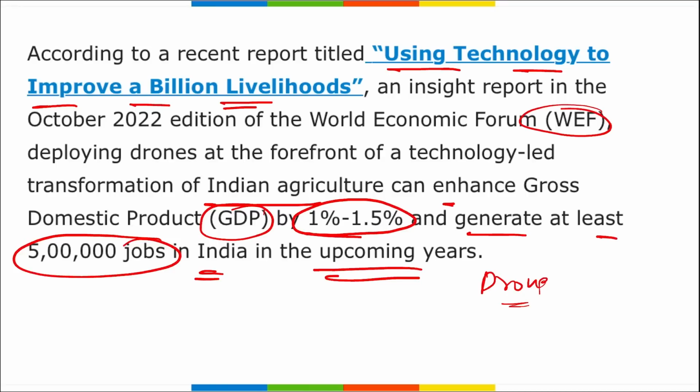Also, if we talk about this report, who prepared this report? This report was prepared by the Center for the Fourth Industrial Revolution in India, that is of the World Economic Forum, in collaboration with Adani Group. All right, highly important.